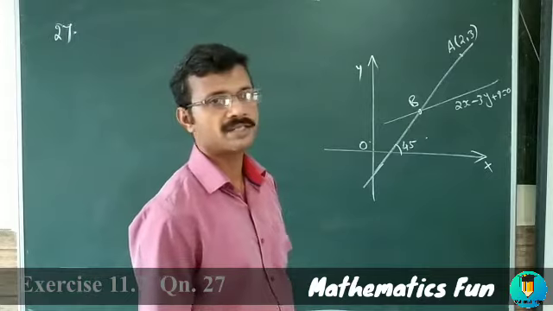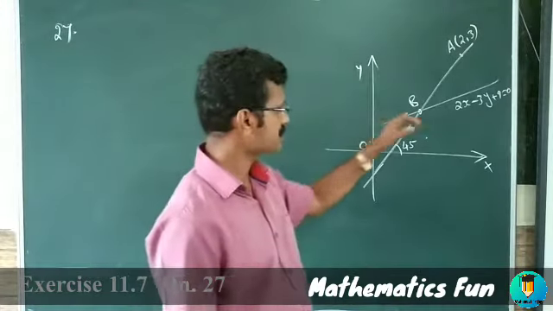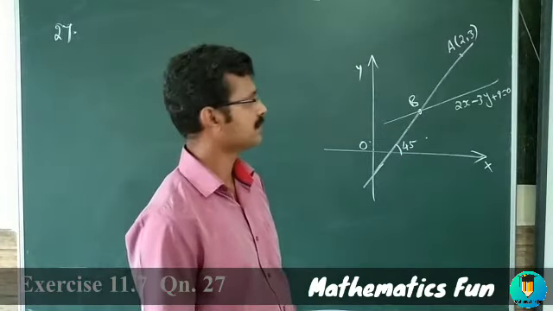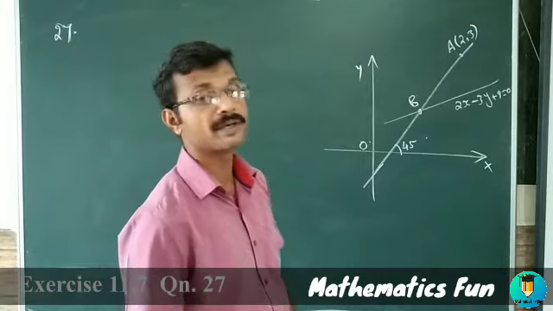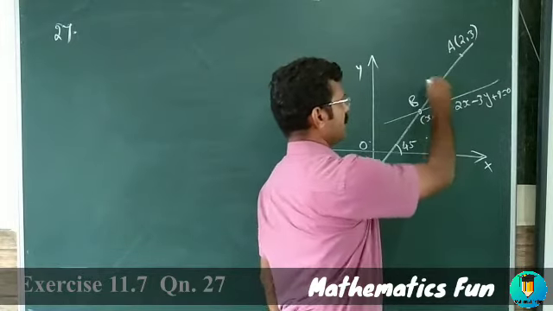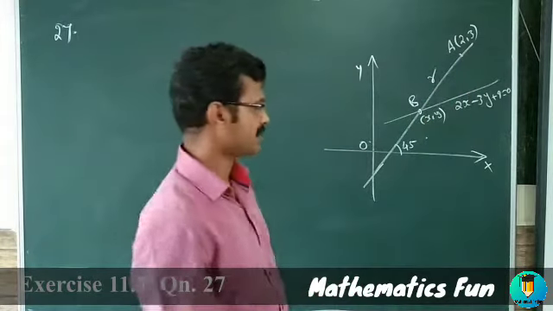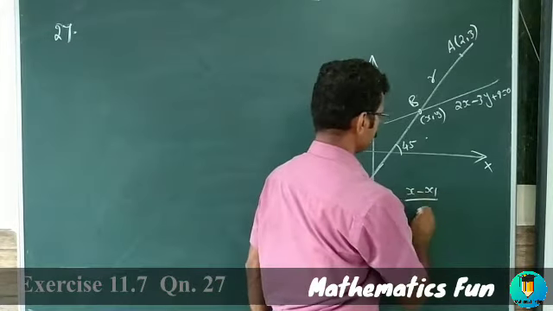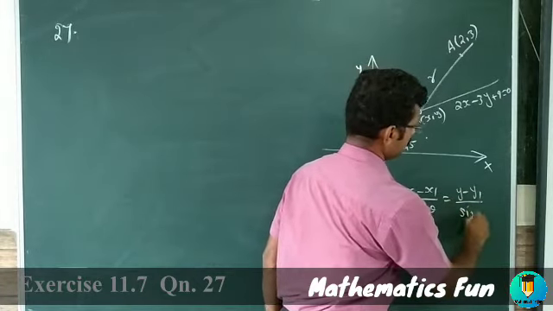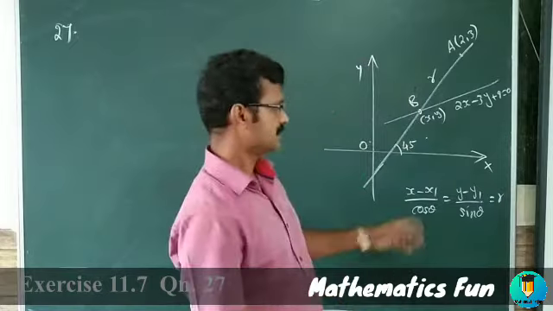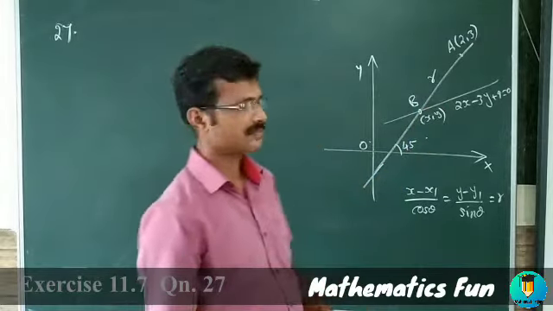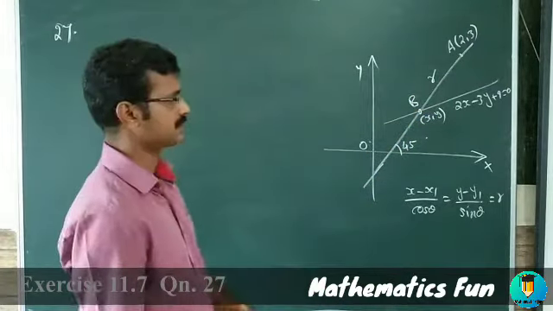But I am going to do this by the standard 11 technique. Even if you do it by the standard 10 method, you will get full marks. For the standard 11 method, I will apply the symmetric form. Let this point be (x, y), and this distance is r. The symmetric form is (x minus x1) divided by cos theta equals (y minus y1) divided by sin theta equals r. Here theta is 45 degrees, and r is this distance.